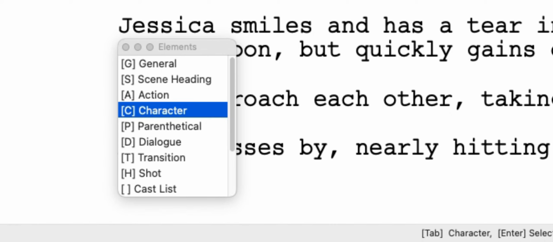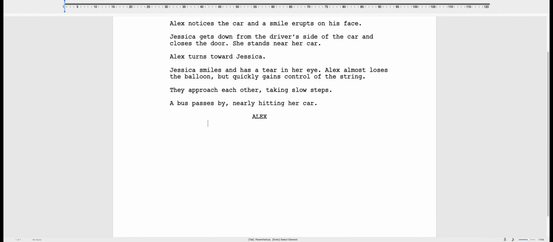When you say character, Final Draft automatically formats it to the center of the page and the character's name comes out in capital letters. So when you write Alex, that gets registered as a new character. And only the first time you have to type the full name. After that, you will get all the suggestions of all the characters that you've written so far in the script. And now what happens is Alex starts talking.